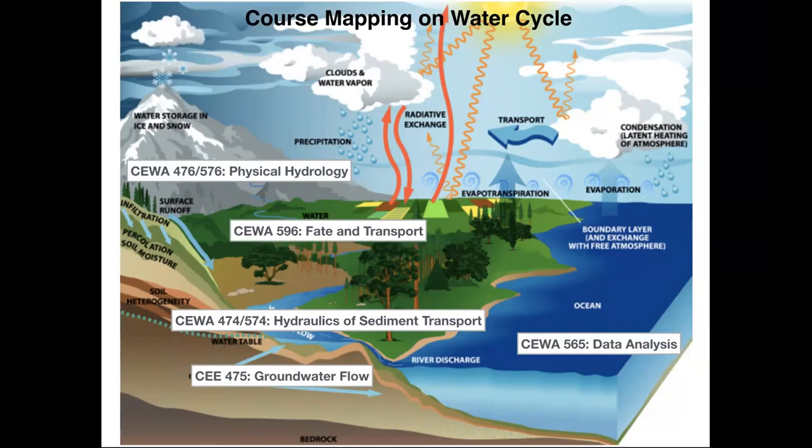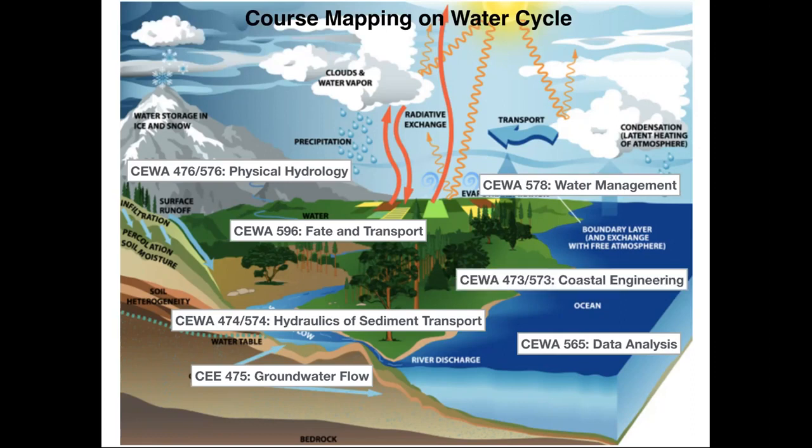We have fate and transport, where we look at solute concentration of contaminants in the water column, and how they degrade, and how the physics, chemistry, and biology control various materials. It could be something like arsenic. Then we have courses on water management, where you learn how to design systems for stormwater and wastewater management. We also have courses focused on the ocean, like coastal engineering, where you learn about shoreline erosion, beach protection, interaction of waves with structures, marine renewable energy, and all of those cool things.